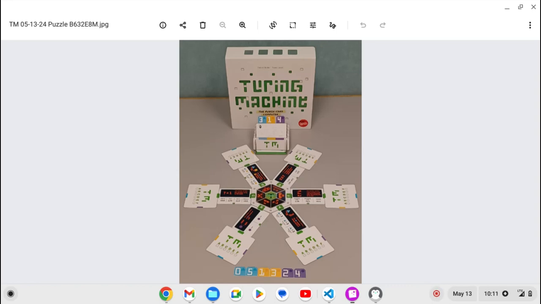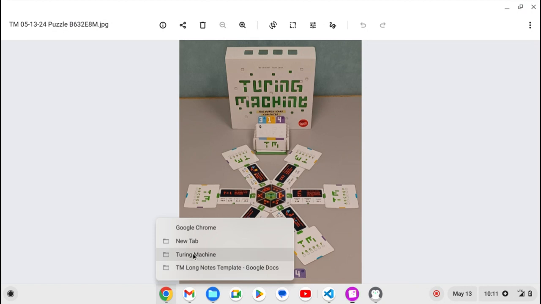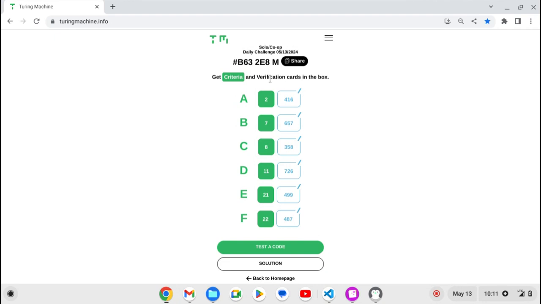Let's begin. Today's May 13th, 2024, and we're doing the Daily Turing Machine Puzzle. Notice that today's puzzle uses 6 criteria cards and the 6 verification cards. Let's go to turingmachine.info to get more information about this puzzle. Again, today's puzzle uses the 6 criteria cards and the blue verification color scheme. And of course, above we've got the unique identifier for today's puzzle. So let's go solve.